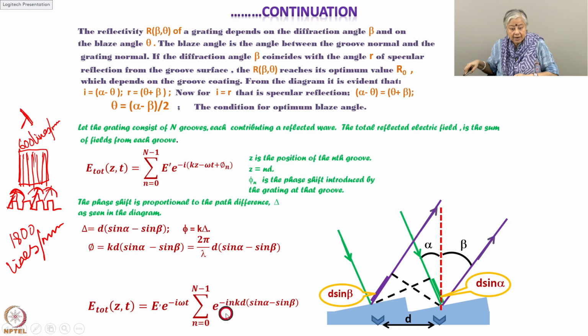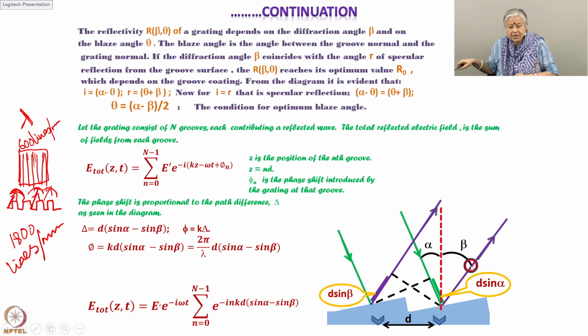So, it is I n, where n varies from 0 to n minus 1, k d sine alpha minus sine beta. I have kept the minus sign here because my diffracted beam is on this side of the groove normal. This is a groove normal, the red dashed line, and d is the distance between the grooves. So it is on this side of the groove normal, and I keep that negative sign here.